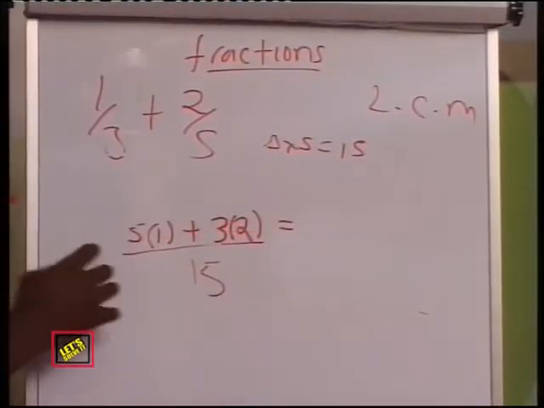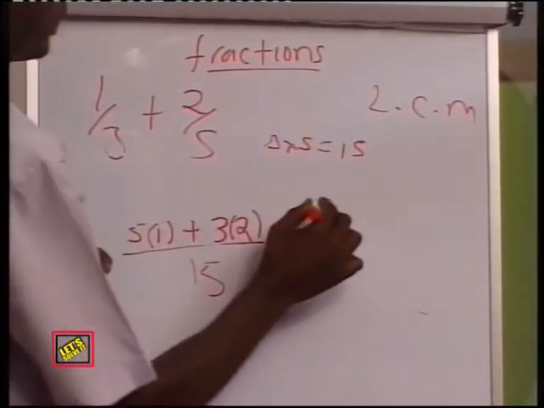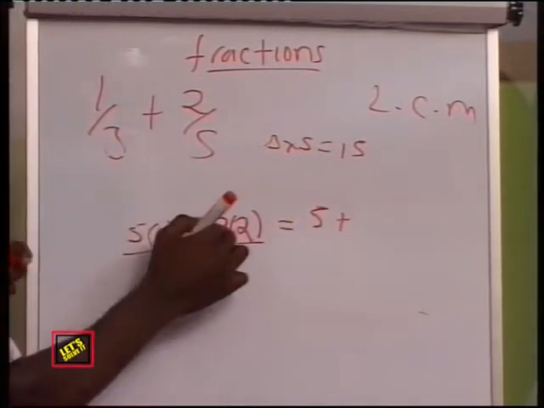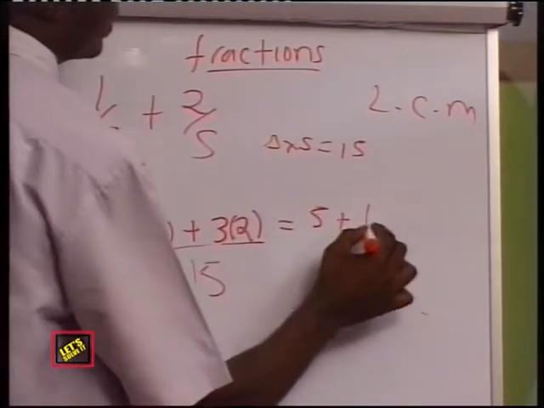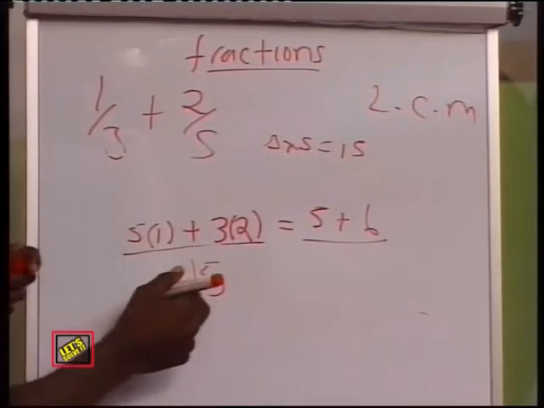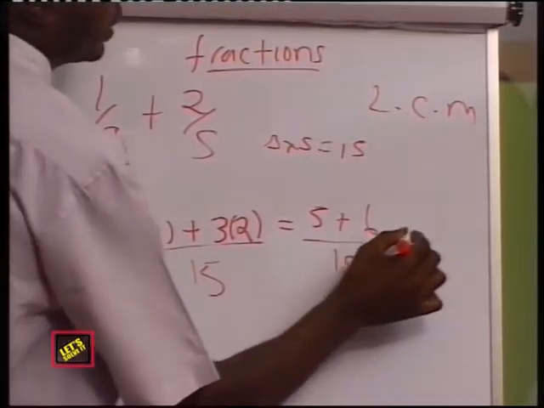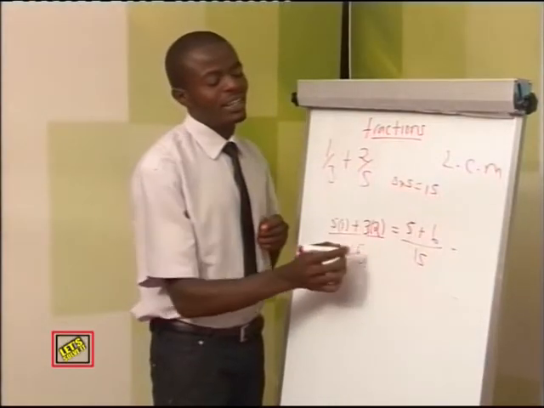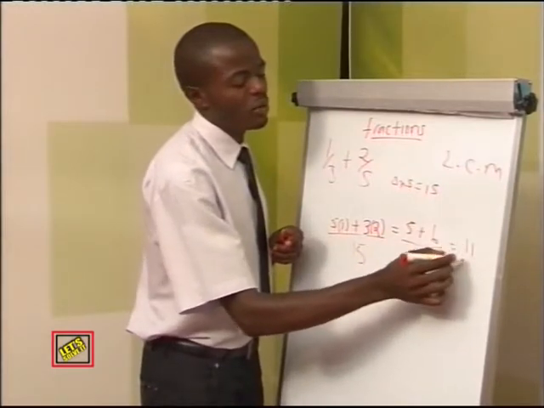So now here we multiply. 5 times 1, the answer is 5. Plus 3 times 2, the answer is 6. Over our LCM, which is 15. So 5 plus 6, the answer is 11. Over 15.